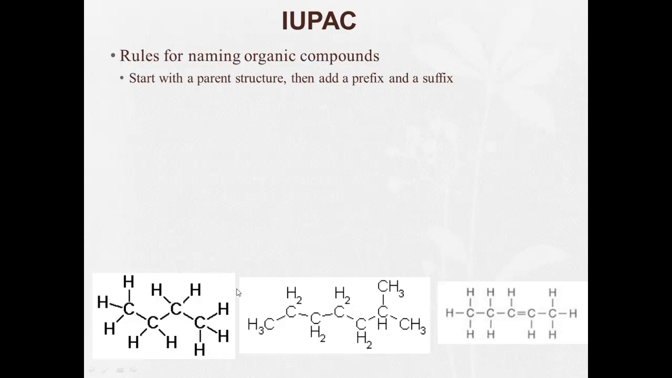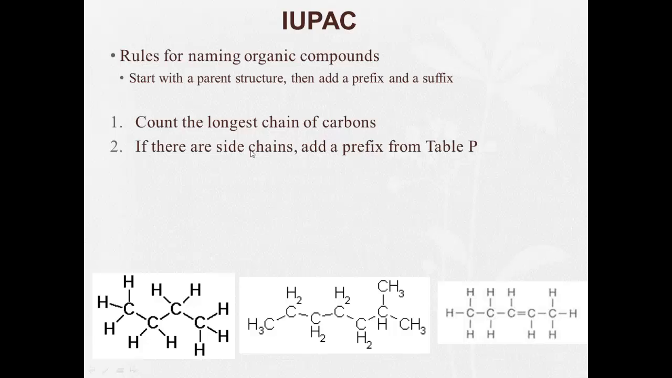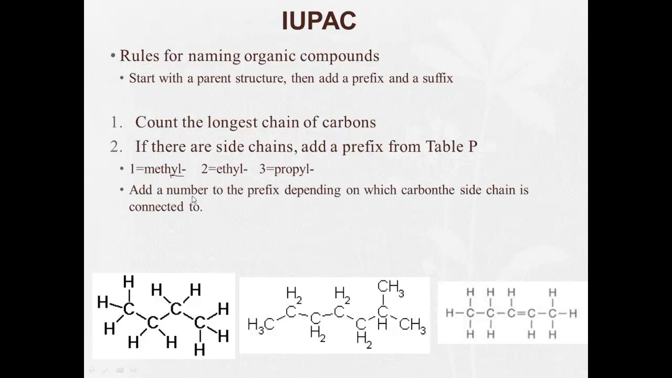Now, here are some organic compounds that we're going to take a look at. The first thing you do is count the longest chain of carbons, the longest continual chain of carbons. If there are side chains, add a prefix. It's going to be in table P. For example, if there's one carbon, the prefix is meth, so you put methyl. If there are two in that side chain, eth, so you use ethyl. If there are three, prop, so you use propyl, et cetera. And you add a number to the prefix depending on which carbon the side chain is connected to.